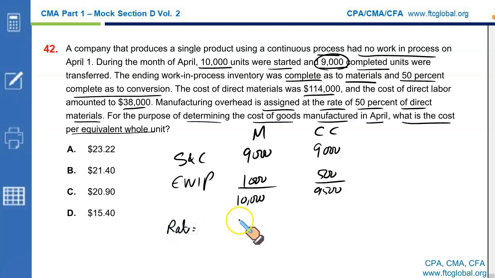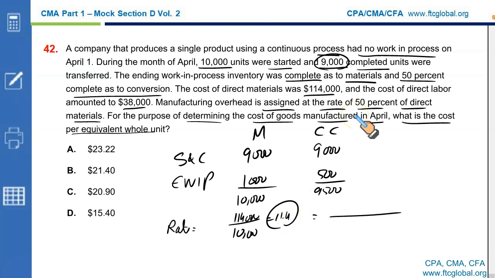How do we do that? Divide your material cost, which is 114,000, by 10,000. This will give you the rate 11.4 per equivalent unit of material. Conversion cost is a little twisted, please make sure you understand it well.